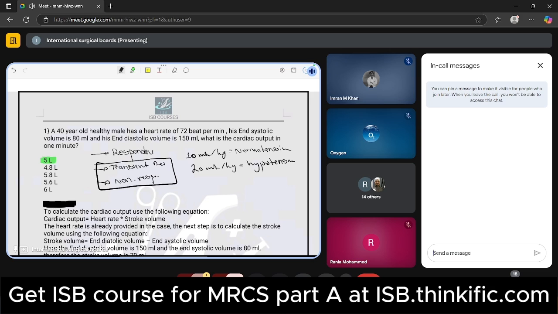Can anyone give me another reason why we give it as a rapid bolus? So one reason, like Dr. O said, is for diagnostic purposes. When you give it as a rapid bolus, you can assess the response, and based on that response, you can put the patient in one of these categories: responder, transient responder, or non-responder.